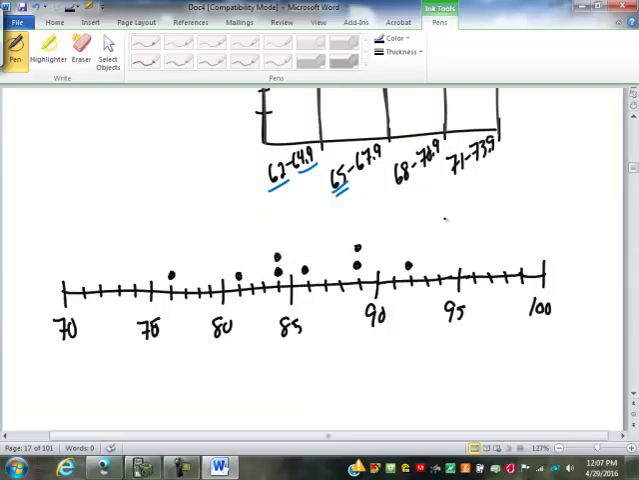Now, if we only have a few scores, we don't get much off of this plot. But if we have a lot of students taking, or a lot of people taking this test, the plot fills in. The dots start to stack up. And what we get is a little bit of a picture of how this data looks. And this is what we call distribution.